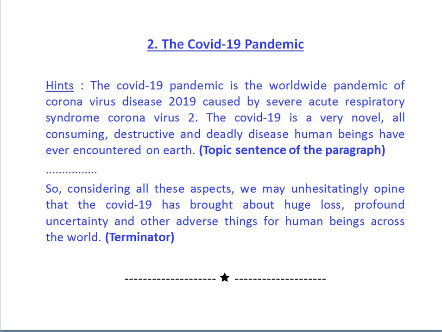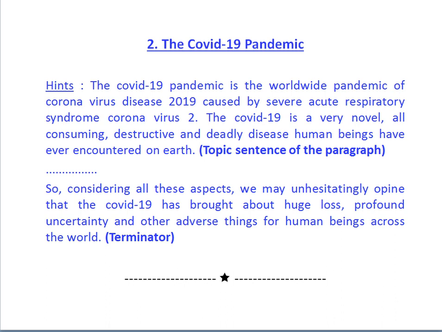The second topic for practice at home is the COVID-19 pandemic. The COVID-19 pandemic is the worldwide pandemic of coronavirus disease 2019 caused by severe acute respiratory syndrome coronavirus 2. COVID-19 is a very novel, all-consuming, destructive and deadly disease human beings have ever encountered on earth. Topic sentence of the paragraph.